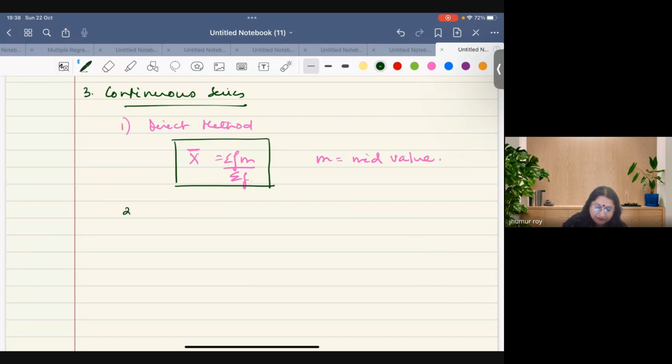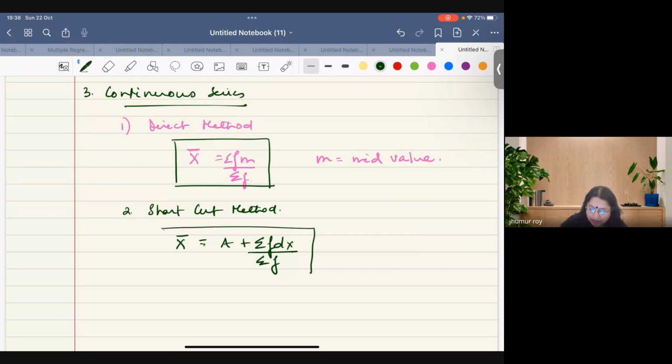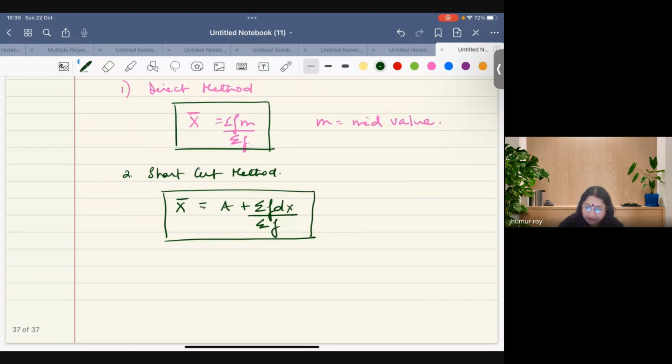The second method we have is called the shortcut method, which I just discussed. Under the shortcut method, x bar is equal to assumed mean plus sigma f dx divided by sigma f. So this is the second formula. I will do one question with all the three formulas, so don't worry. The third formula is called the step deviation method.